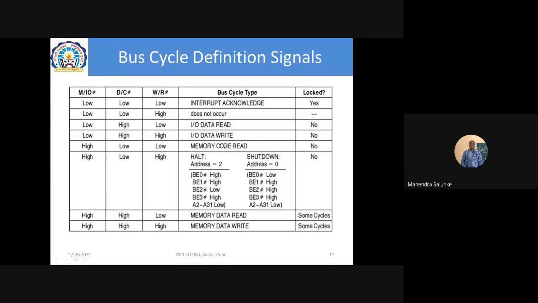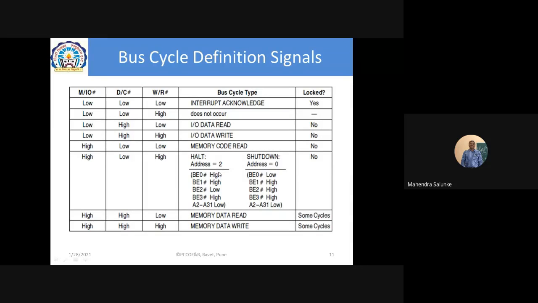In this case, your memory is there, so M/IO bar is high. As this is a control cycle, D/C bar will be low. And as it is a read, a fetching operation, W/R bar will be low. Right? The next one is the halt or shutdown cycle.